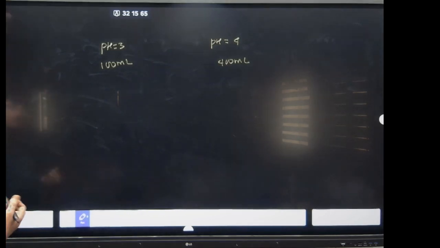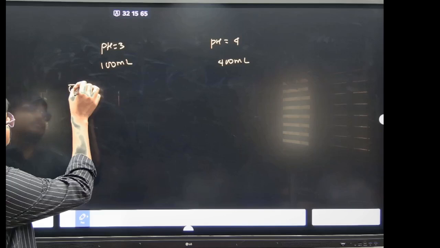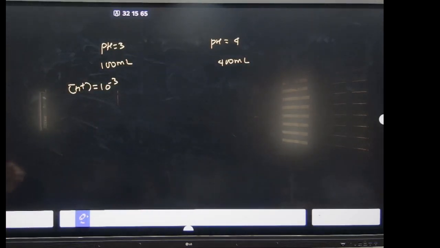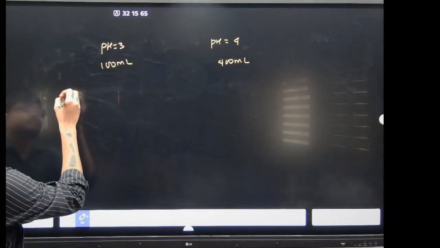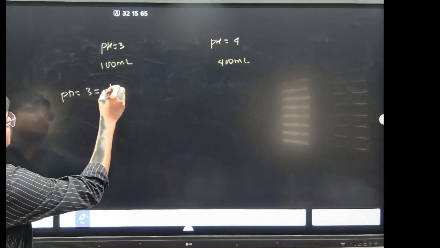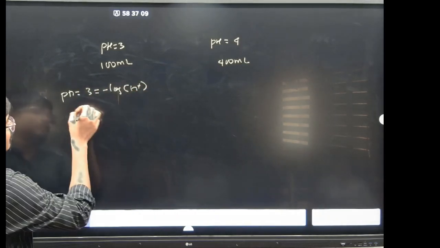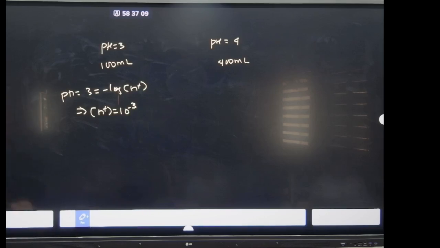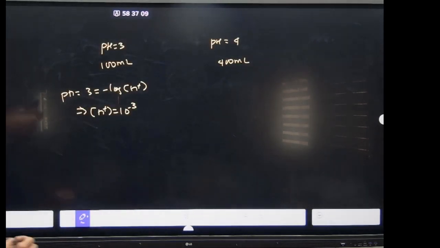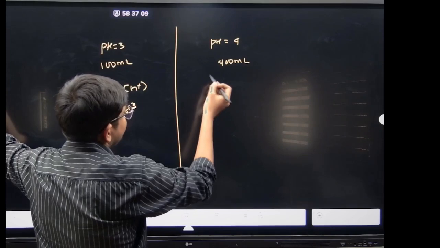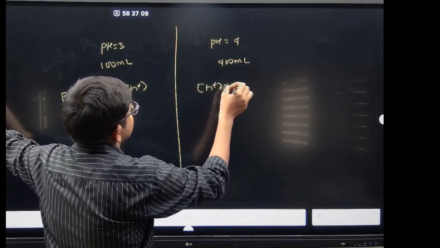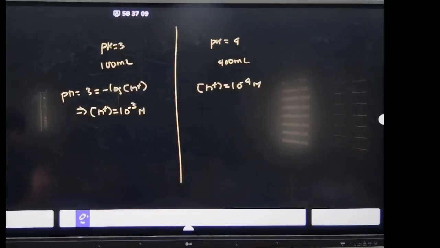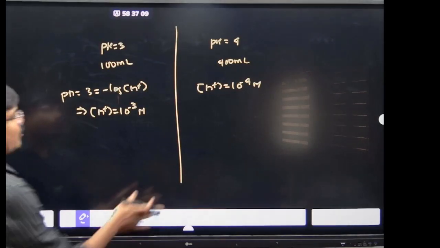See here, I can write the concentration of H plus is equal to 10 to the power minus 3 here. pH equal to 3 means minus log of H plus equals 3, which implies H plus is equal to 10 to the power minus 3. Here pH is equal to 4 means the concentration of H plus equals 10 to the power minus 4. Fine. Got it? Now what do you have to do?